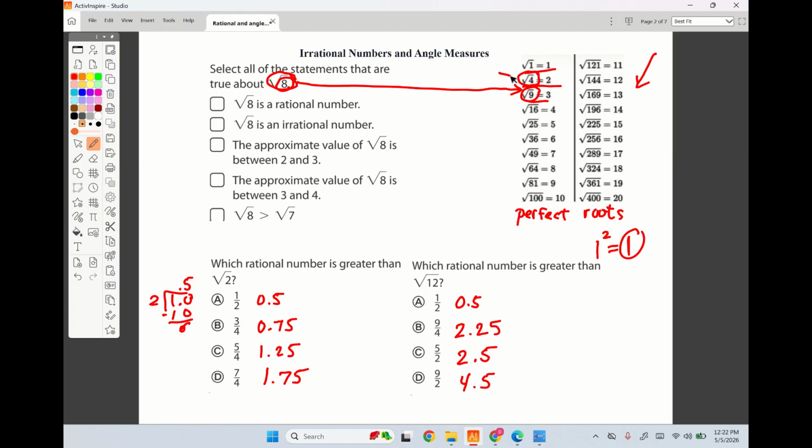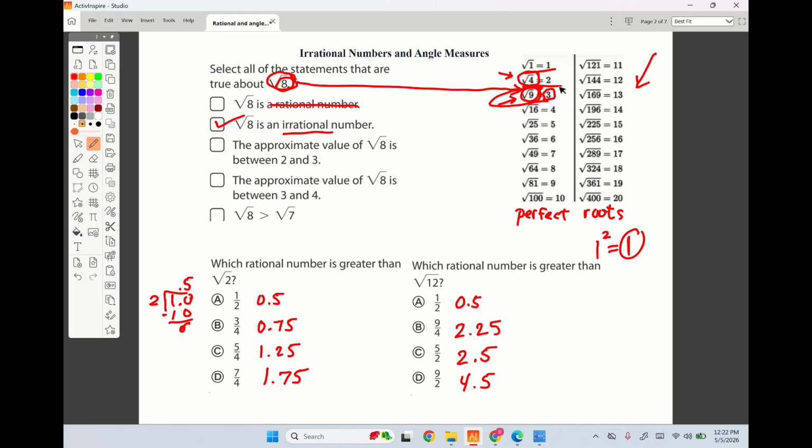So now let's answer these questions. Square root of 8 is a rational number. That is incorrect because that is not a perfect root. Square root of 8 is irrational. Yep, it's irrational. So the approximate value of the square root of 8 is between 2 and 3. So we know that the number was below 3 but close to 3. So it is between 2 and 3. This is correct. Okay.